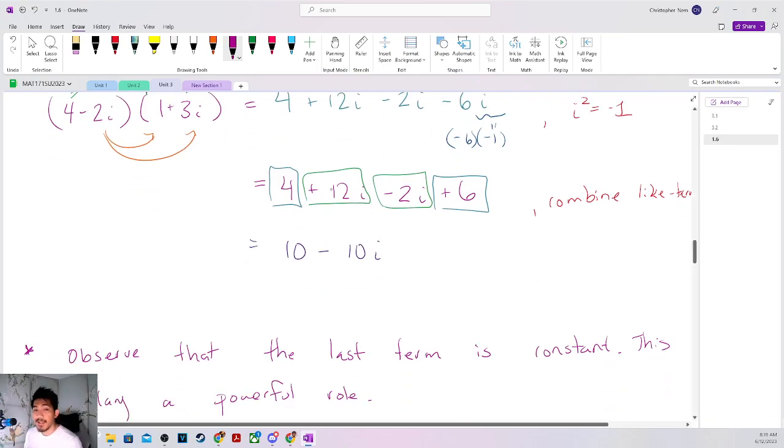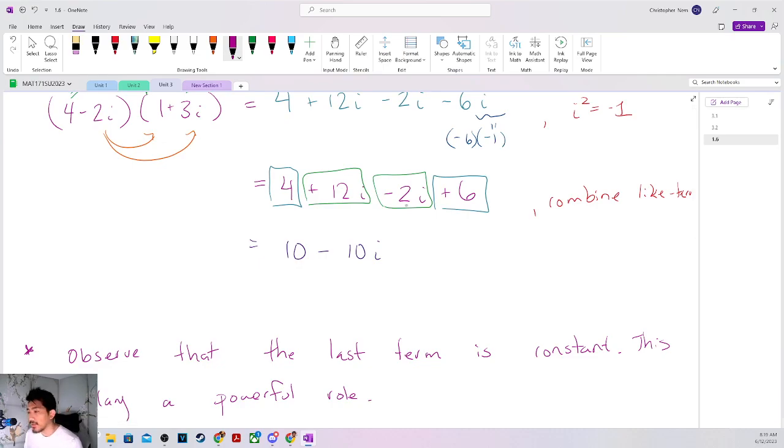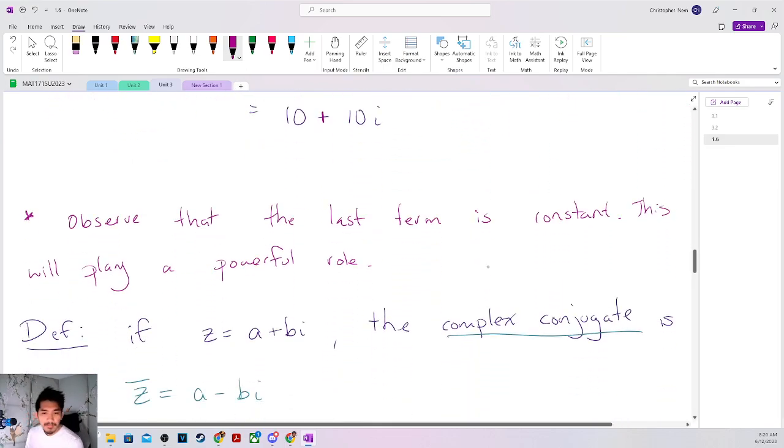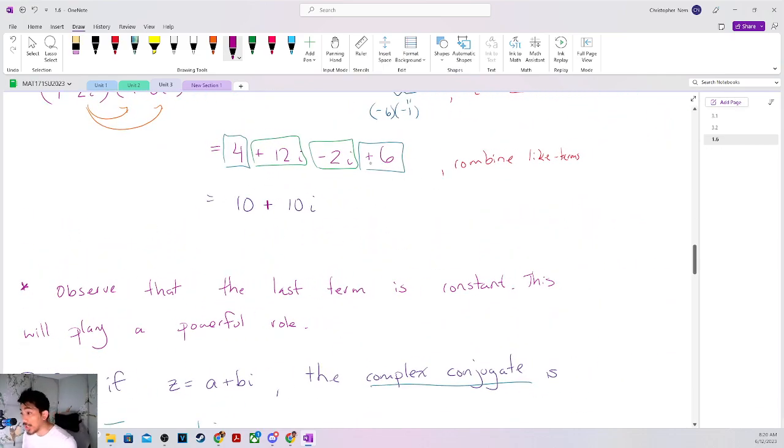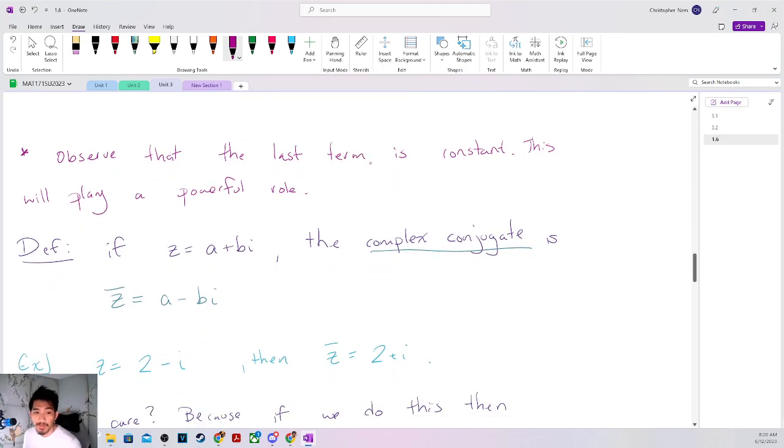So then I can combine like terms. 4 plus 6 is 10. Negative 12i plus negative 2i is negative 10i. It should be positive 10i, I apologize. Just combine like terms. Now, again, I want you to observe that the last term is constant. That's a very important rule, all right?